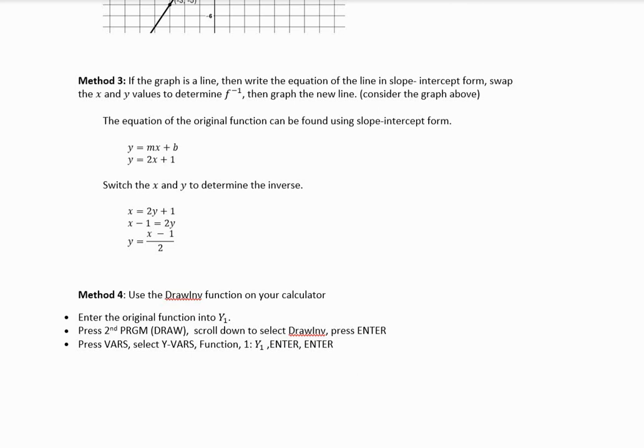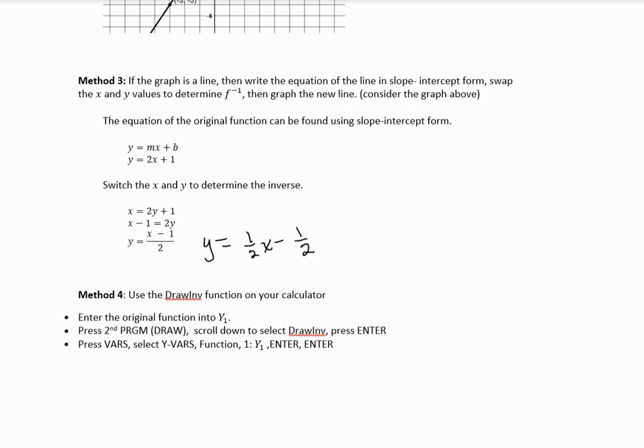Right, so remember that slope-intercept form, y equals mx plus b. I can get the equation of that line from the graph by doing rise over run to determine the slope. In this case, it's 2. And the b is my y-intercept. That's the point where it crosses the y-axis, and here it is 1. Then I can switch my x's and y's and solve for my new y value. And then I can write this in slope-intercept form: y equals 1/2 x minus 1/2.